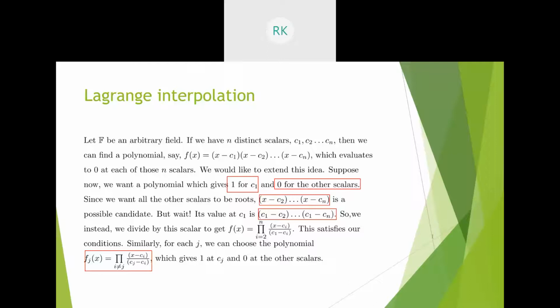Just one more step. We want beta 1 at C1. Yeah, exactly. So summation over all possible values of i from 1 to n. So the polynomial which we want is a summation of beta i fi. So do you follow this argument?